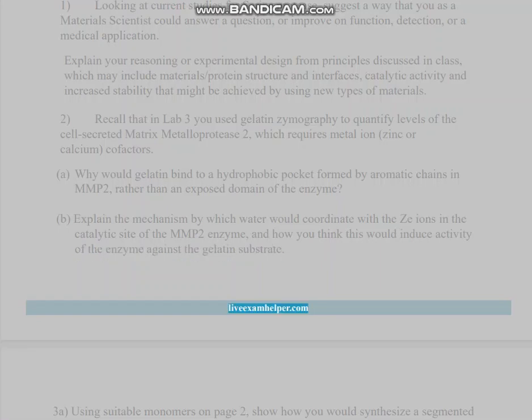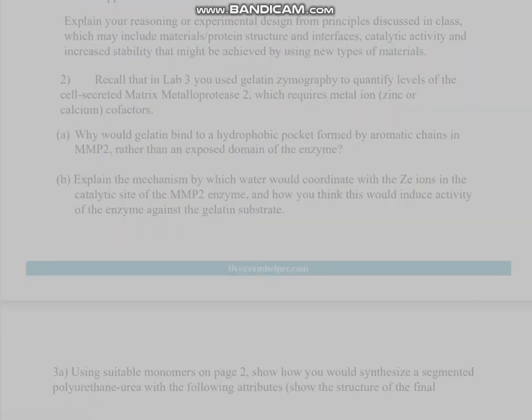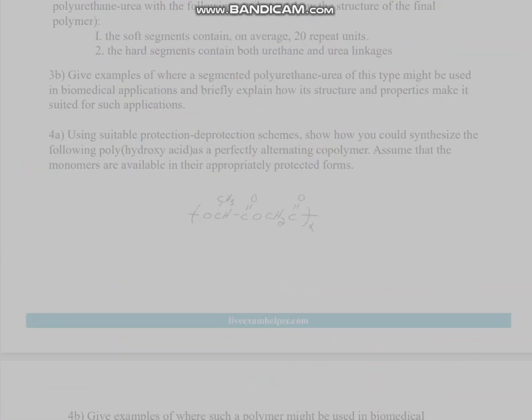3a. Using suitable monomers on page 2, show how you would synthesize a segmented polyurethane urea. Polyurethane urea with the following attributes, show the structure of the final polymer. 1. The soft segments contain, on average, 20 repeat units. 2. The hard segments contain both urethane and urea linkages.